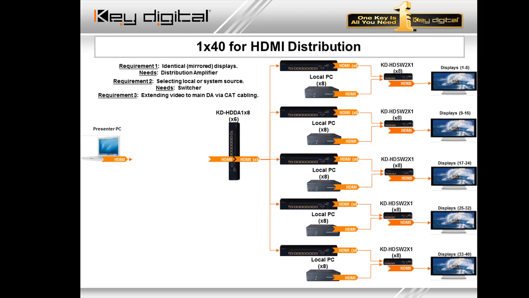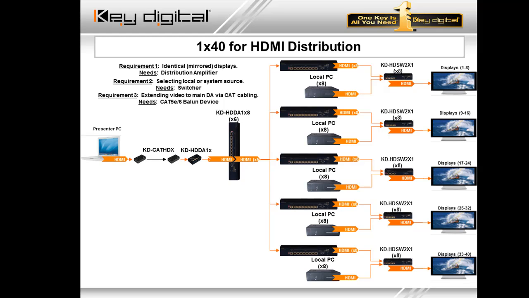Requirement number 3, extending the video to the main DA via Cat cabling. So this is the presenter PC, and what we're seeing here actually is that this DA is not at the same location as that presenter PC. So they need a means of getting that content from the presenter PC to this initial HDDA 1x8 so that it can begin this tree method distribution.